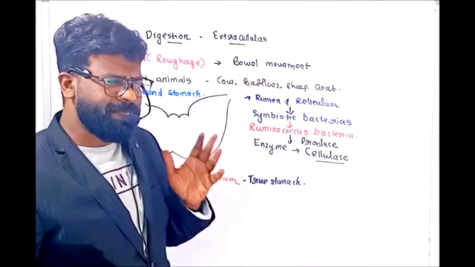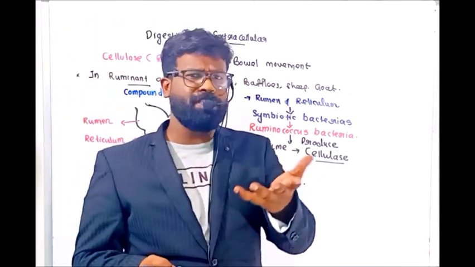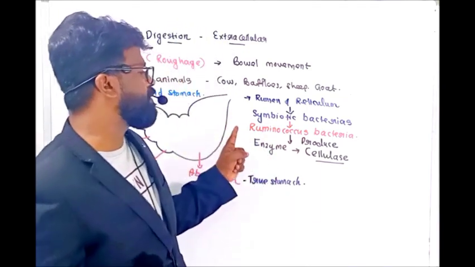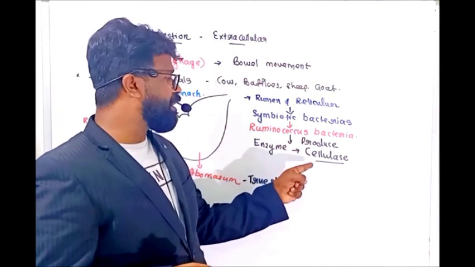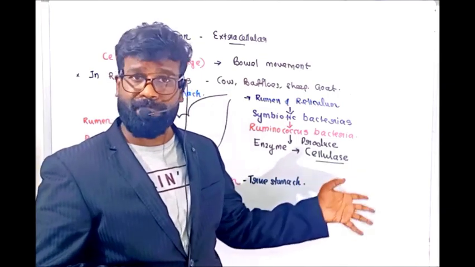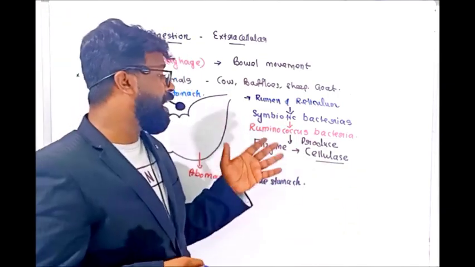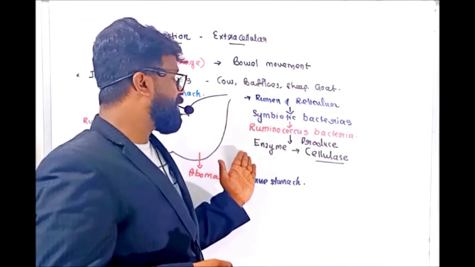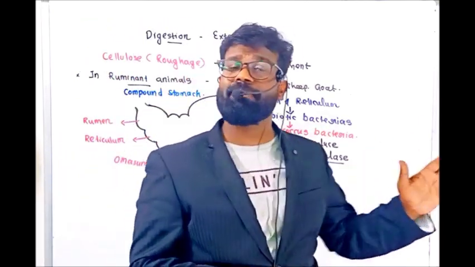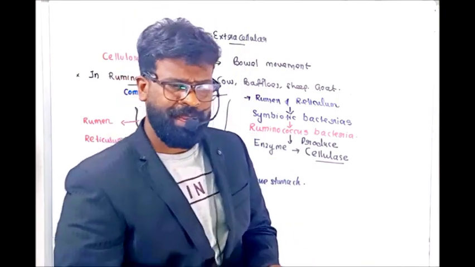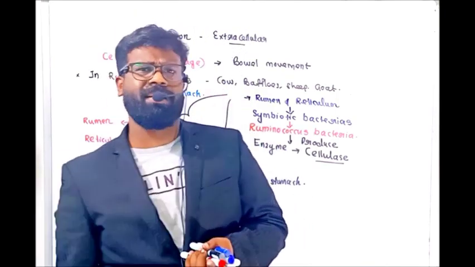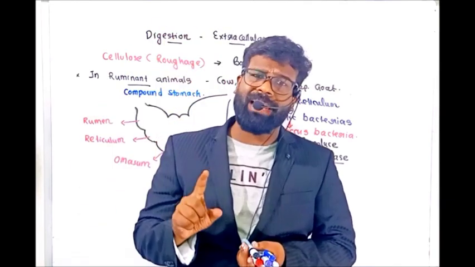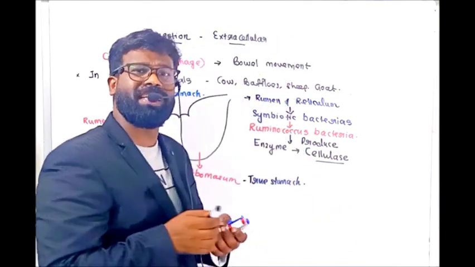In animals, the cellulose digestion takes place, especially in herbivores. The cellulose digestion takes place only with the help of symbiotic microbes, because cellulase is absent in animals. The symbiotic microbes produce the enzyme cellulase. This is the reason why herbivorous animals have a longer alimentary canal than carnivorous animals.